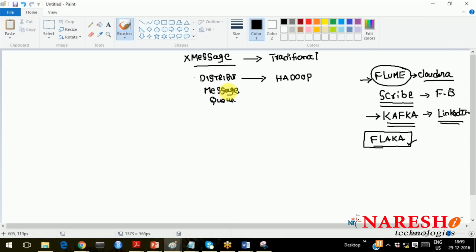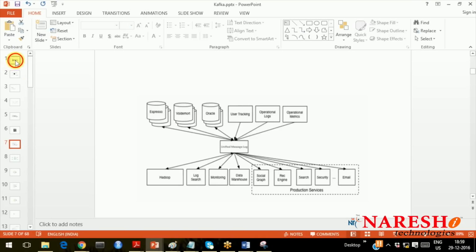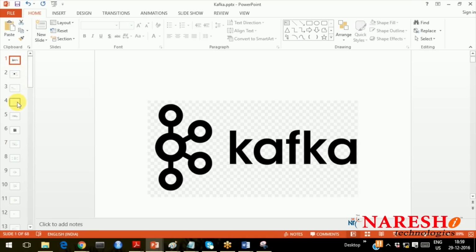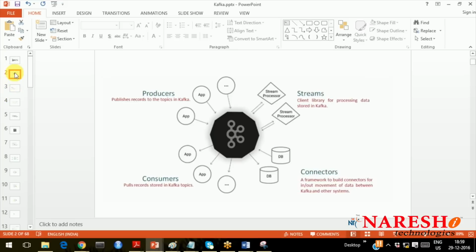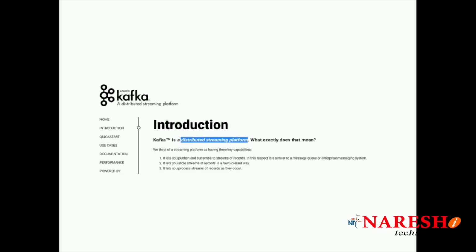So this is what is called a distributed messaging tool. Now we are going to talk about Kafka. Let's go to the normal definition. This is the Kafka symbol, and Kafka has information like this. Look at this, Kafka is nothing but a distributed streaming platform. What does a distributed framework mean? It will simply distribute the data. This is the official information posted on the Kafka website.